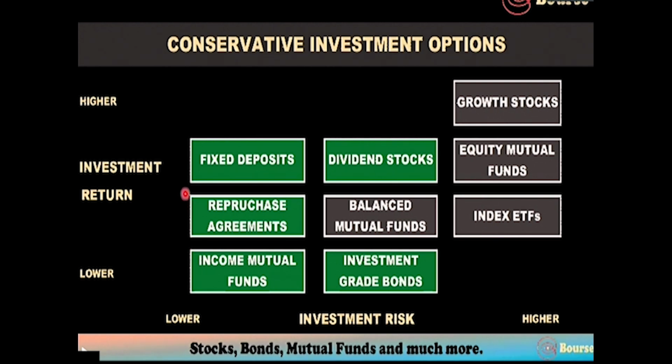Repurchase agreements and fixed deposits, which as the name suggests, would be for a fixed term with a fixed rate of return, are another lower risk solution. And of course, these are offered by broker dealers such as Bourse, as well as commercial banks and merchant banks in Trinidad and Tobago.